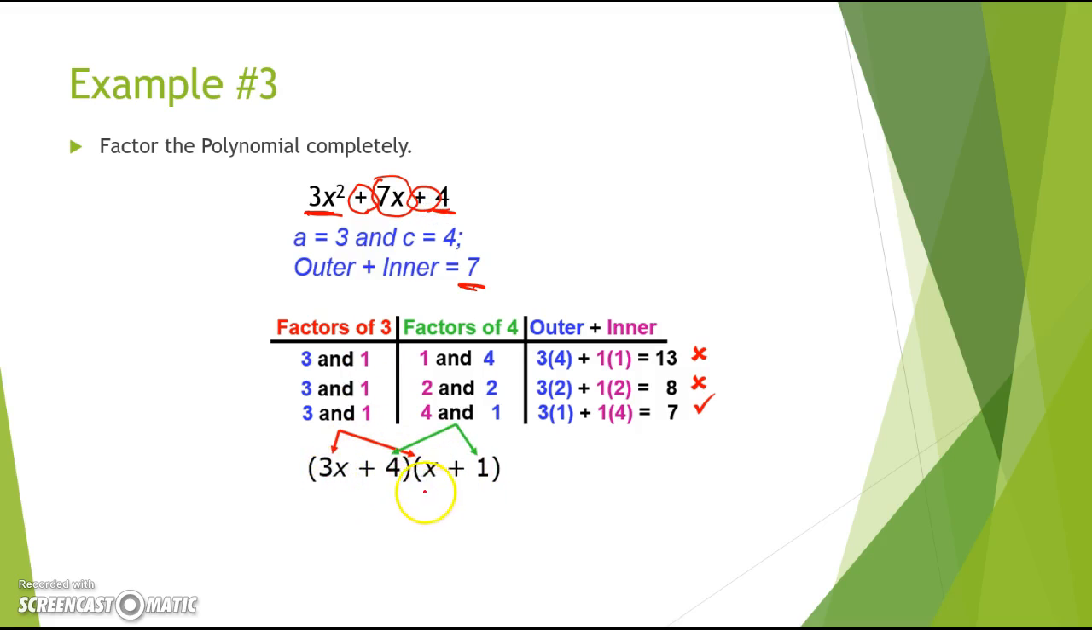Bring out that 3x and x, so then you determine, are you going to use 2 and 2 or 4 and 1 to get 7? So when you do 3 times 4, 1 times 1, that's 13. That does not work. 3 times 2 plus 1 times 2 is 8. That does not work. So that leaves us with 3 times 1 plus 4 times 1. 3 plus 4 is 7. So 3x plus 4, x plus 1 is your final answer.